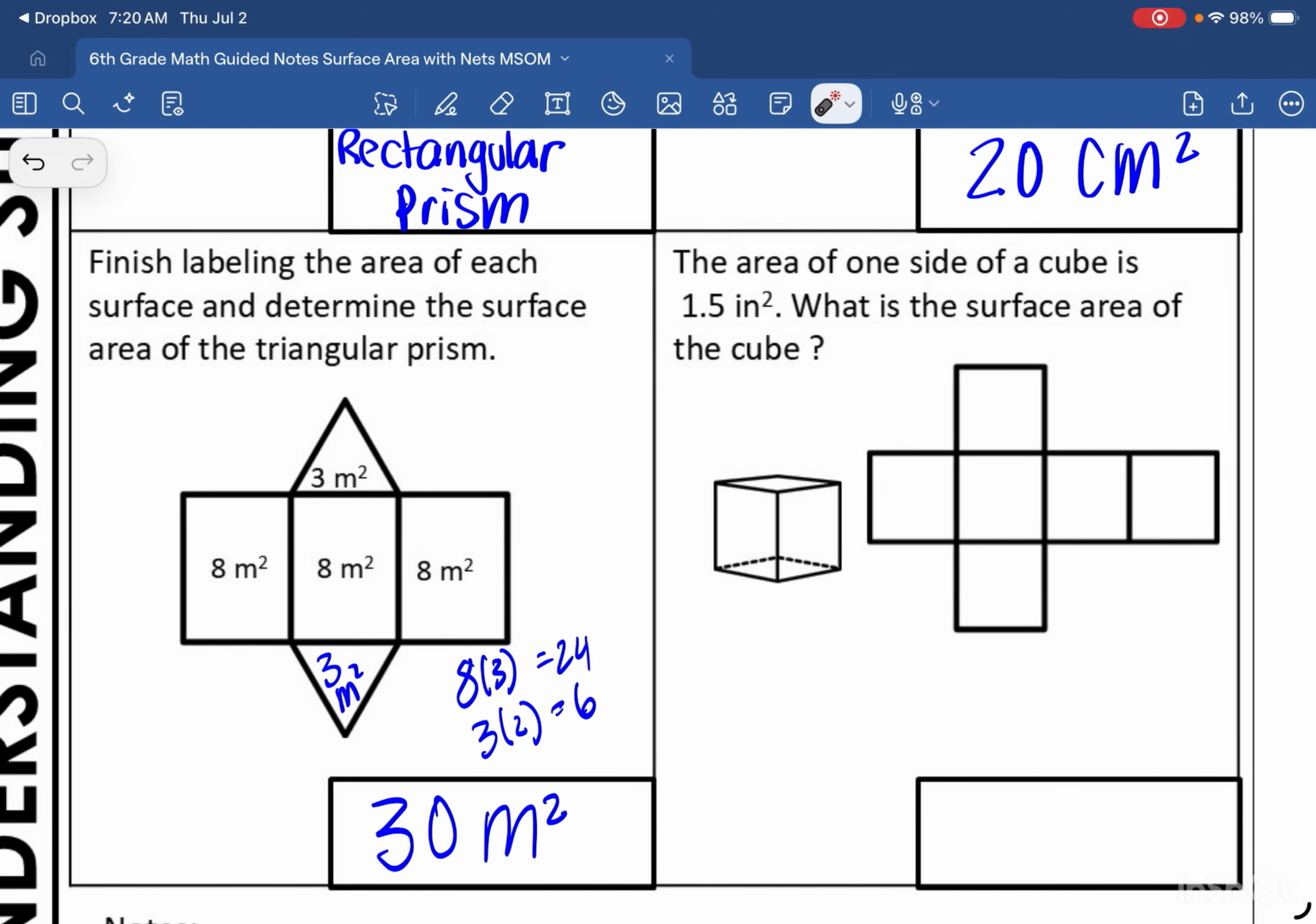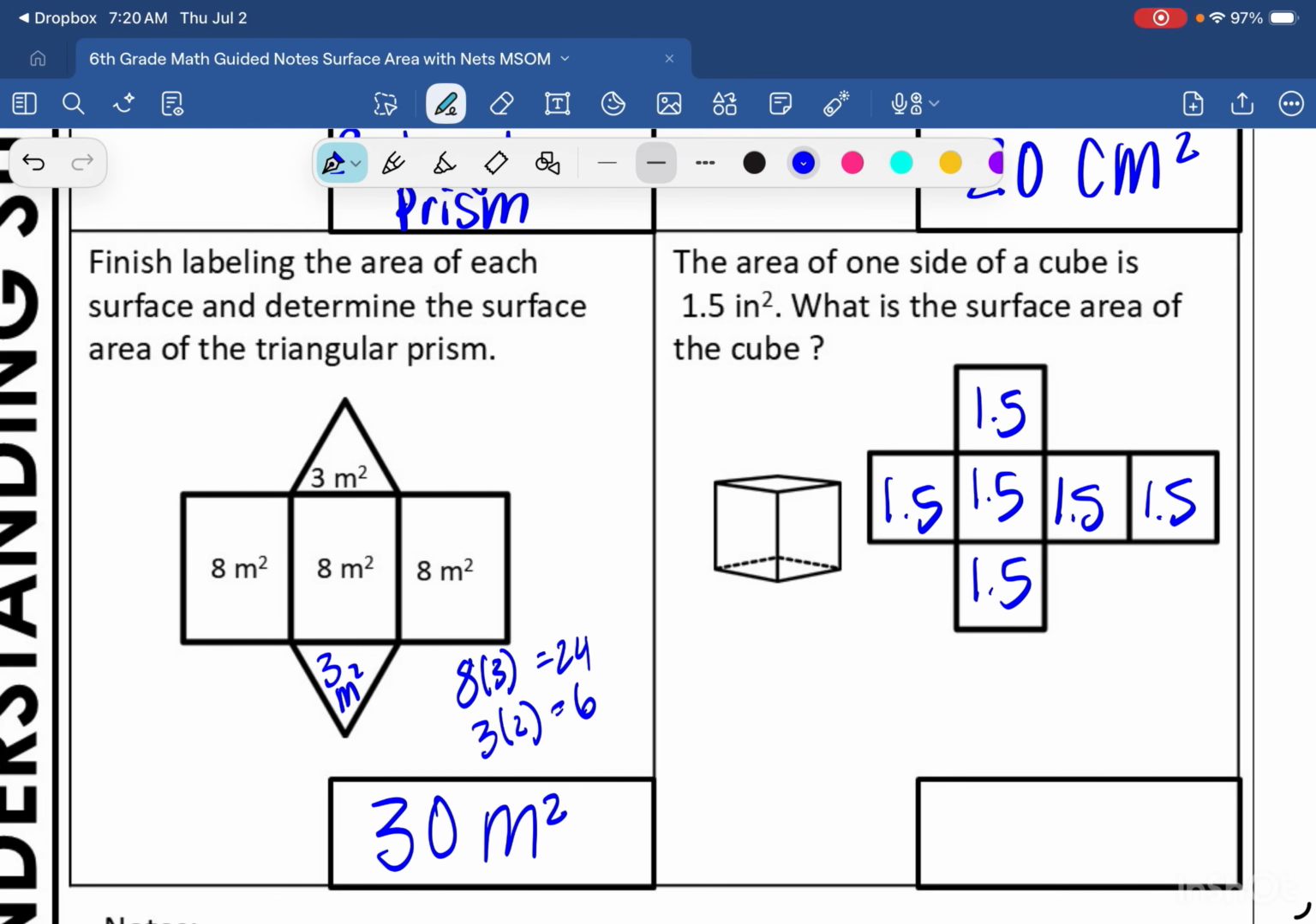The area of one side of a cube is 1.5 square inches. What is the surface area of the cube? Since it is a cube, all faces will be the same and have the same area. If I sum up the area, that's going to be 6 times 1.5, and that gives me 9 inches squared.